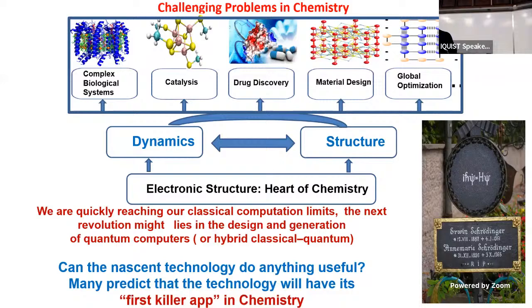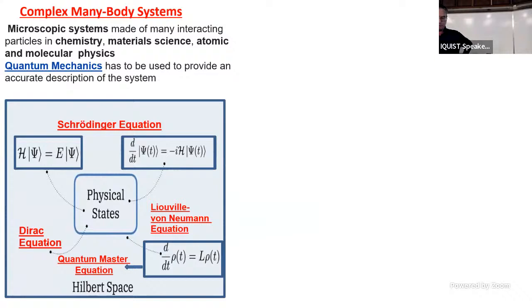And really the race is to show advantage of a quantum computer by solving these complex problems that cannot be solved with the classical computer. This is the goal, the end goal. I mean, we are not there yet, but this is what we're aiming to do. Now we talk about the quantum simulation.